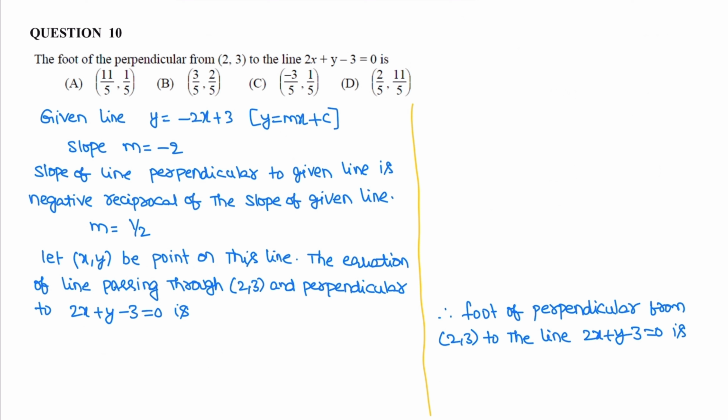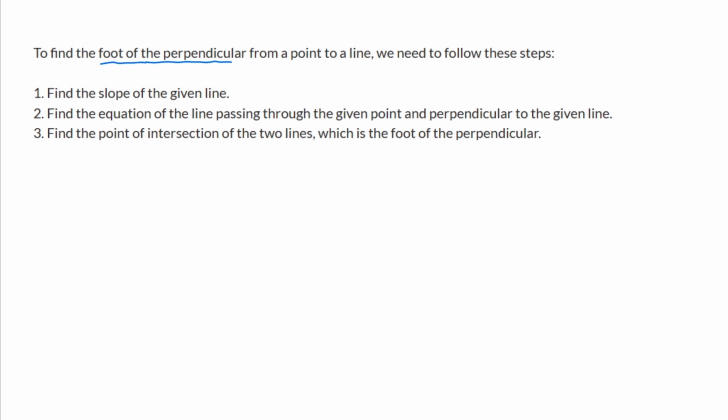Next question. The foot of perpendicular from 2 comma 3 to the line 2x plus y minus 3 is equal to 0 is. To find the foot of the perpendicular, the procedure is: step 1, find the slope of the given line. Step 2, find the equation of the line passing through the given point and perpendicular to the given line, where the perpendicular slope is minus 1 by the slope of the tangent. In step 3, find the point of intersection of the two lines, which is the foot of the perpendicular.